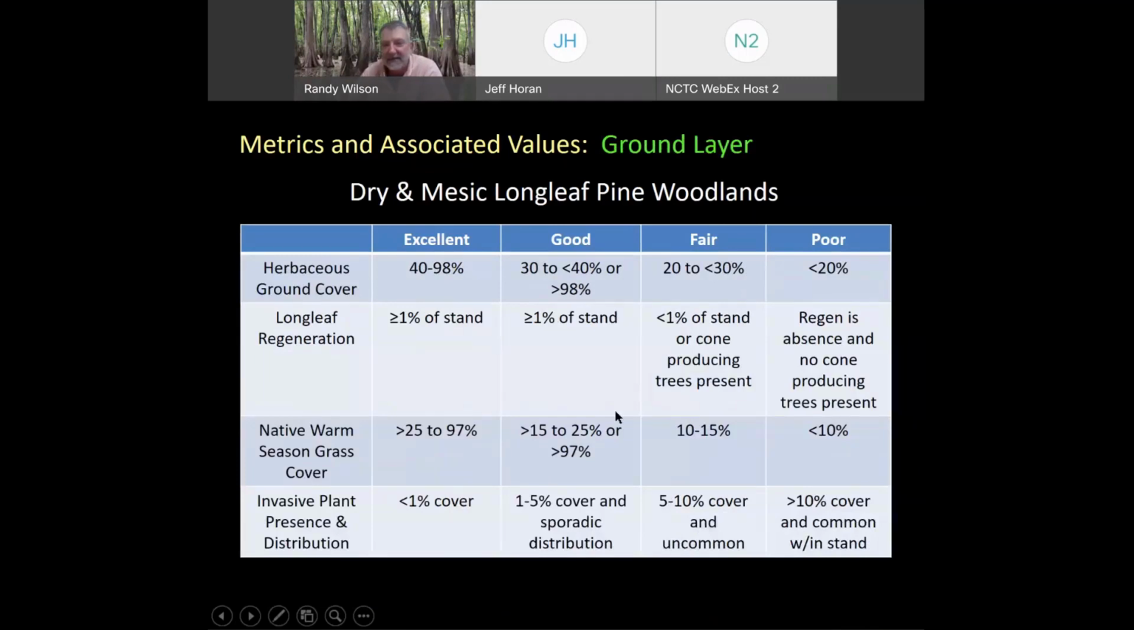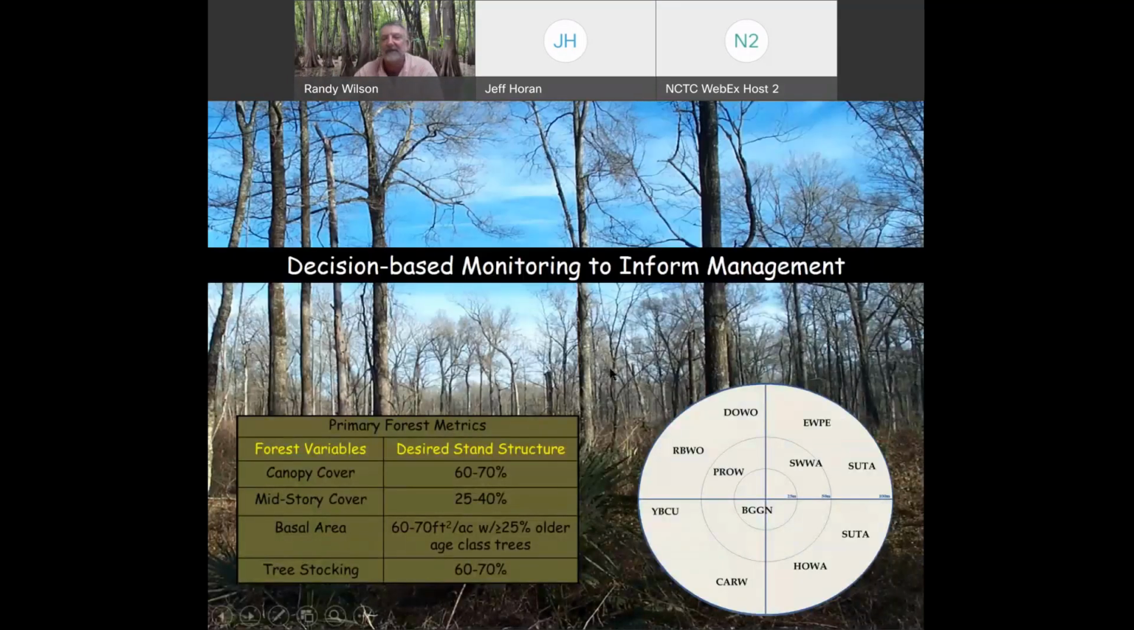There's an additional table that looks at the ground layer, the dry mesic, and here we're just looking at dry mesic longleaf. Again, you can look at your stand and do an inventory. Hopefully this information allows you, as the manager, to determine the prescriptions that are warranted, whether it's a silvicultural treatment or introducing prescribed fire activities, etc. I need to move on because I'm running out of time.